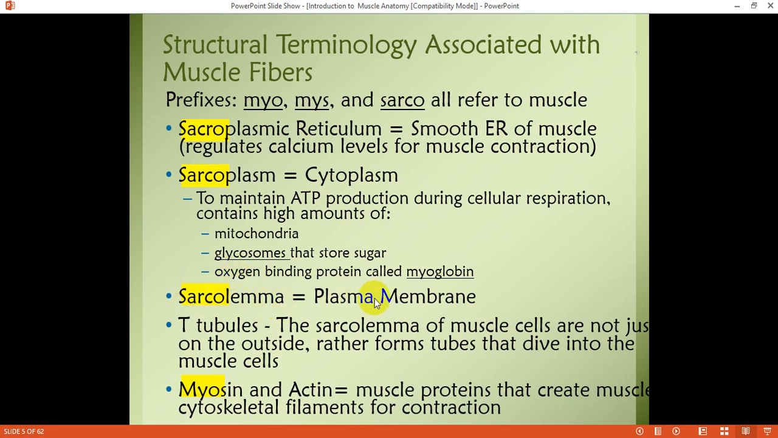Sarcolemma is the word used for the plasma membrane of the muscle tissue, an important structure which has some protrusions inside the cell as T-tubules, and we're going to find out that these T-tubules are responsible for initiation of contractility.